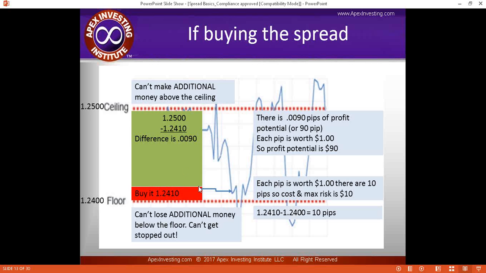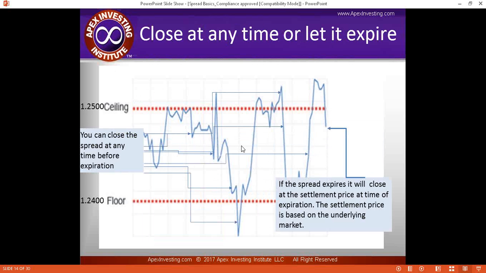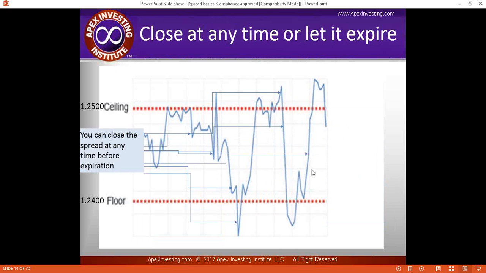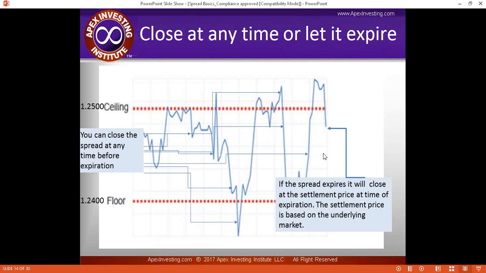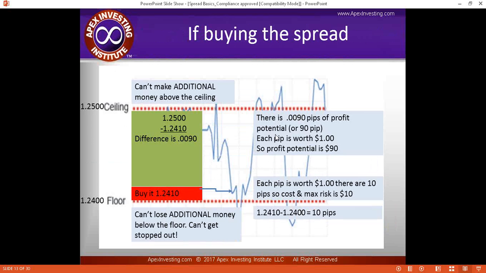Okay? So I can close out the spread at any time. So let's say I sold it here and I want to buy it back here, or I sold it here and I want to buy it back here. I can get in and out any time, depending on what the bid or offer price is. Now, if I leave it open till expiration, if the spread expires, it will close at the settlement price at the time of expiration. The settlement price is based on the underlying market. Okay, so I can close it out or I can let it expire. Now, a couple questions here.